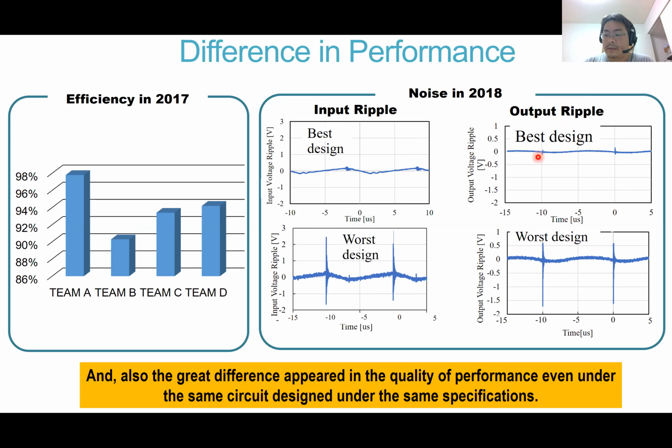In the last meeting of the course, the students presented the evaluation results and discussed how their design resulted in the difference in performance. So throughout the course, the students learned about the great difference in the quality of performance, even with the same circuit designed under the same requirement specifications.